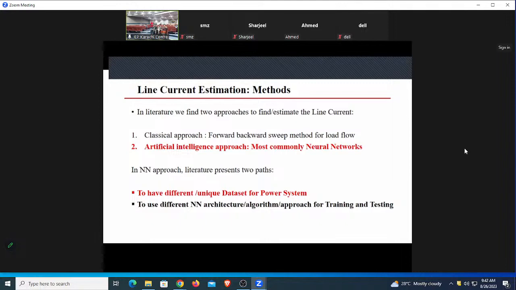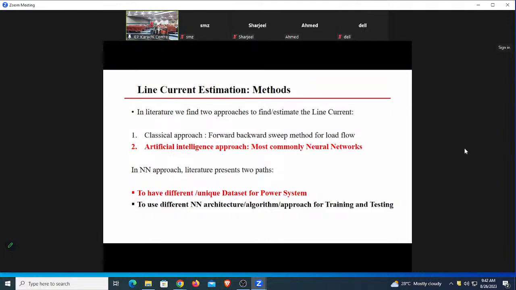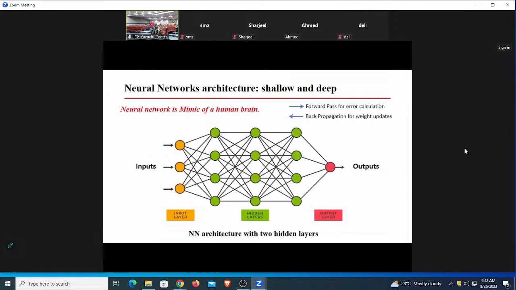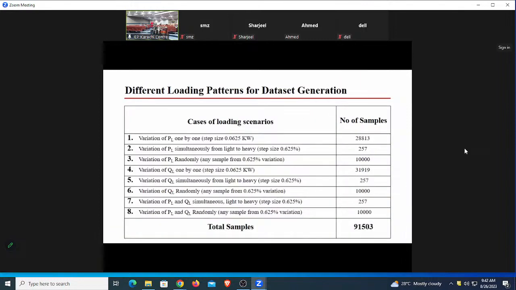Few were in the order of 10,000s, some were in the range of thousands. So I just want to ask why their numbers are unequal and why there is such a big difference. For example, you have 257 data sets also, so why are their numbers unequal?